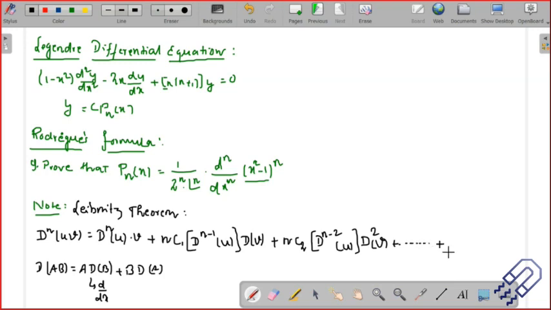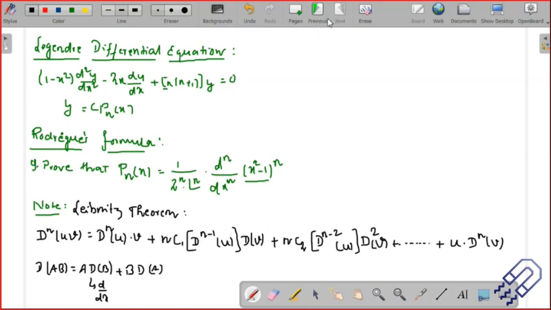Finally we will have one last term where it's the other way around. We are going to take u outside, u won't be differentiated and v will be differentiated, so this will be u into d^n of v. That's it. So this is our Leibniz theorem. I hope you remember this. I'm just doing it as a note, so let's just proceed.